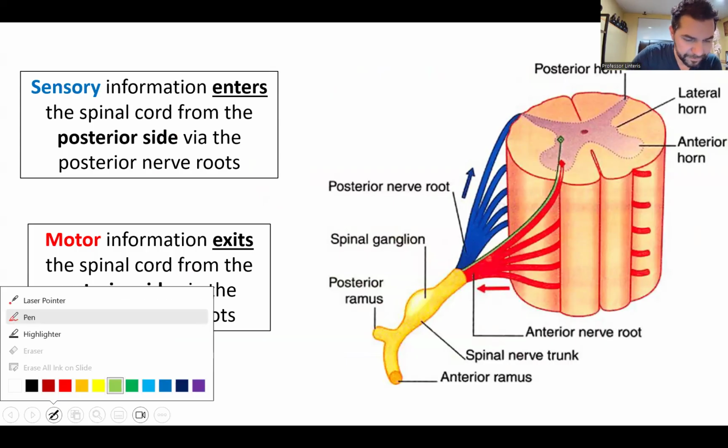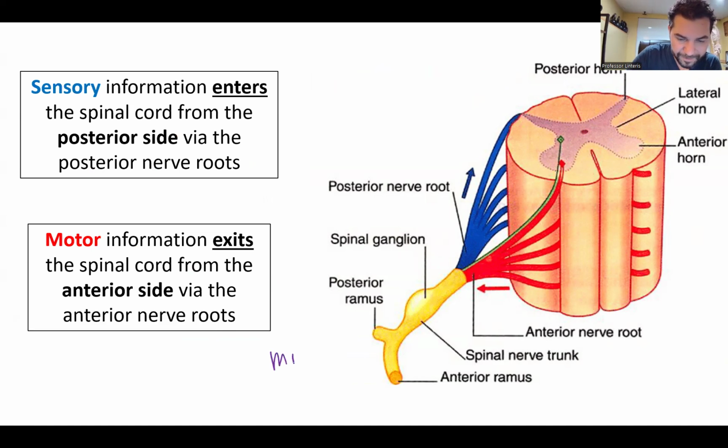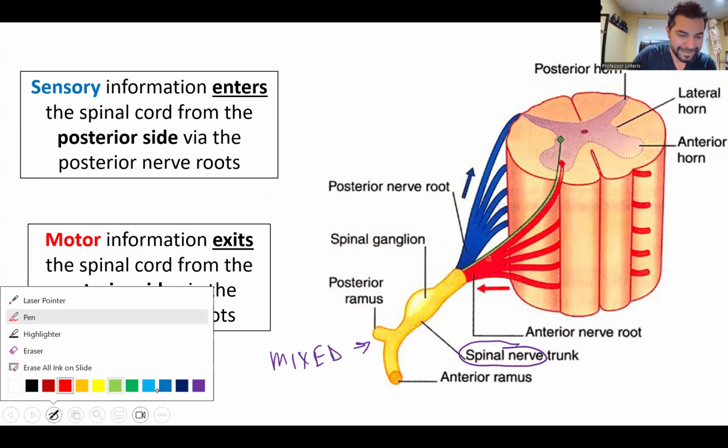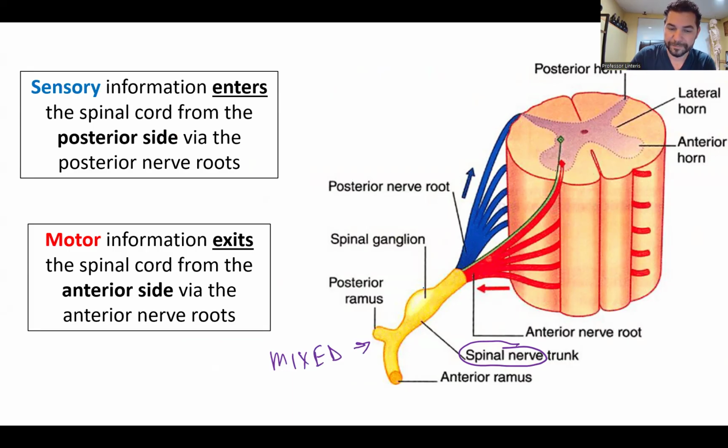We can see here the mixed characteristic of our spinal nerve. And I'll color code this for you, right? Our sensory neurons, this is called the dorsal root ganglion here. Our sensory neurons are coming in through the back, through that posterior root. And you can see how they kind of branch off that spinal nerve.